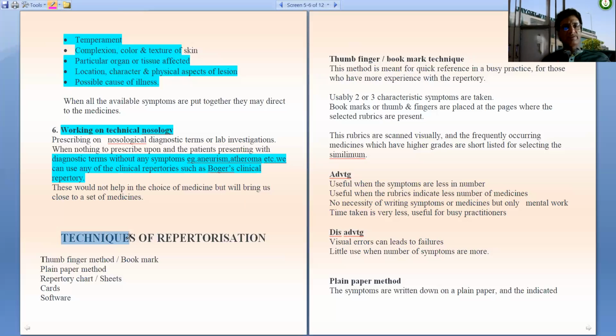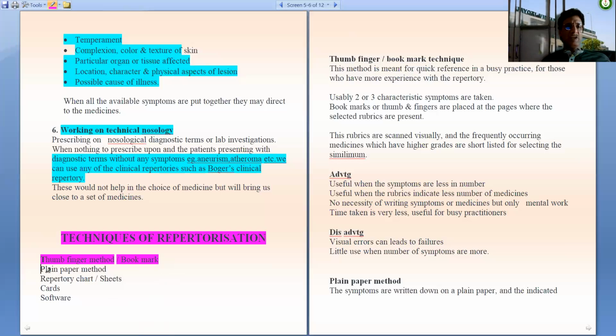What are various techniques of repertorization? One is the thumb finger method, or bookmark method, or thumbnail method. Here you keep your thumb in one page where you have found the rubric, and different fingers on the different pages where you have found the rubric, and you see which medicine is running in all the rubrics with highest points, and you select the remedy. So without any paperwork, you can select the remedy. This is thumb and finger method.